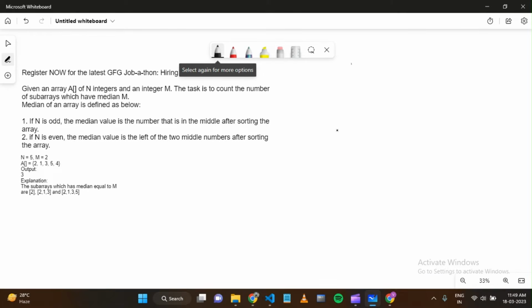So here in the problem we are given the median, so we don't have to find the median. We are given an array 2, 1, 3, 5, 4. We are already given the median, which is 2, and we have to find the subarrays which have the median 2. So what are those subarrays which contain the median as 2?